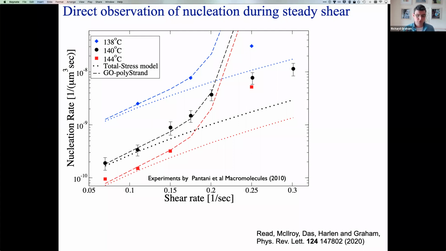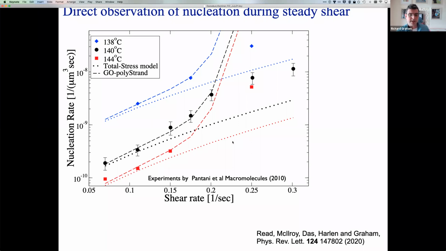They see them when they grow into bulk crystals, but they know each bulk crystal corresponds to a nucleation event. So you literally just count the nuclei as they appear, and that gives you a nucleation rate. Then you change the shear rates, look at different flow rates, count the nucleation rate again, and then look at different temperatures. So the points are the experiments, and the lines are different levels of theory.